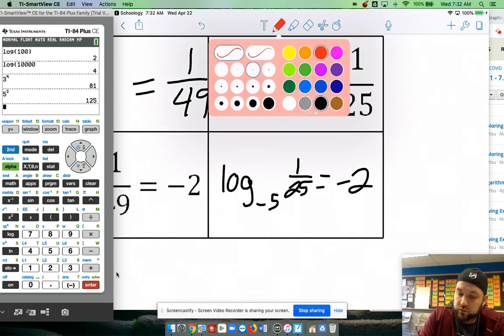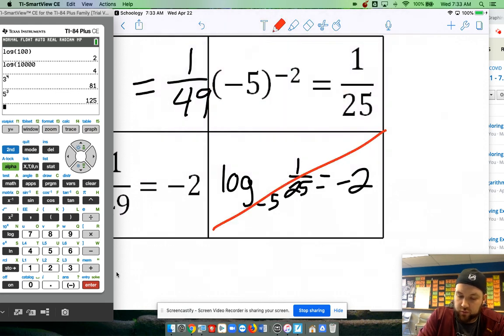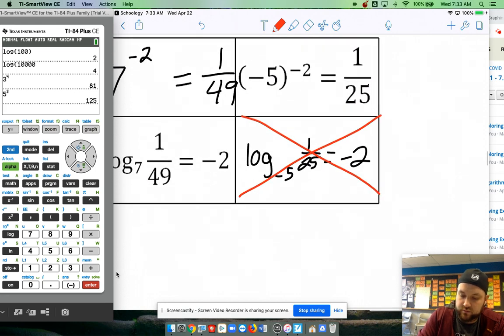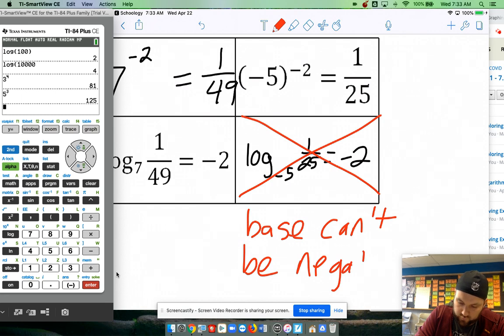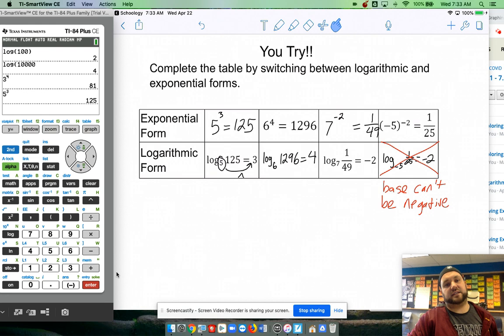What I will tell you is that you will never see a logarithm with a negative base. You could physically write it down, but mathematically it doesn't make sense. We could go into it, but I'm not going to in this video. Base can't be negative. In order to use logarithms, the base has to be a positive value.